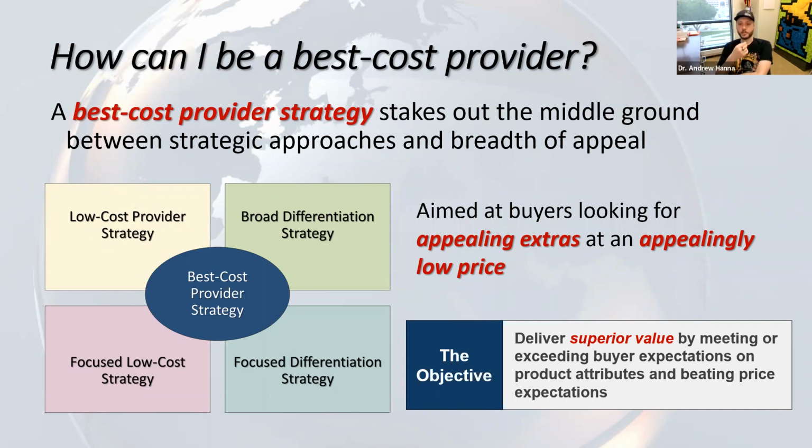Sounds easier than it probably is, right? Or maybe you're sitting here realizing that it does sound like a hefty undertaking, because it is. We're trying to deliver superior value at a low price. These are usually two things that don't nicely parallel one another. So if we're going to be a best cost provider, our competitive advantage is really going to come from just being able to find a way to do that at all, because very few firms are able to do that kind of thing.